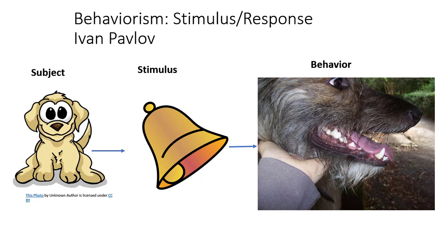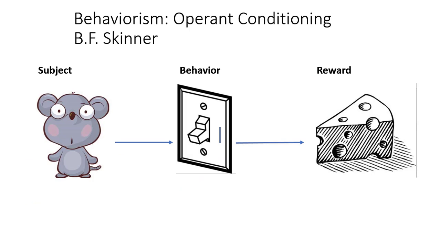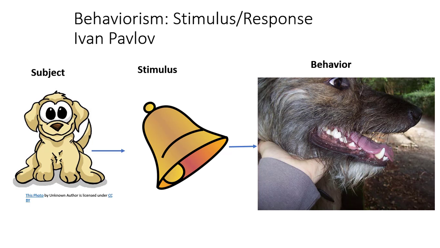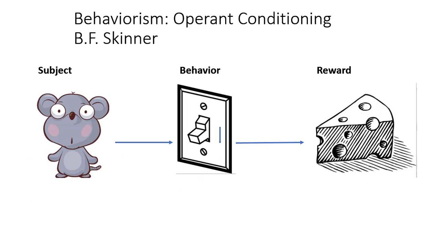Another variation on behavioral theory is that of B.F. Skinner. Skinner is a bit more contemporary than Pavlov. Skinner's theory, which is typically referred to as operant conditioning, is typically the model that's used for animal training. In the Pavlov model, it's important to note that the stimulus comes before the behavior. So the subject is exposed to the stimulus and then exhibits the behavior. But in Skinner's model, it's the other way around.